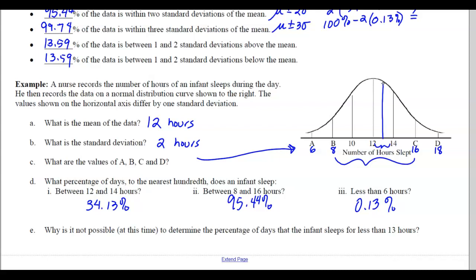So here, why is it not possible? Because the curve is not horizontal between 12 and 15 hours. So catch up here.